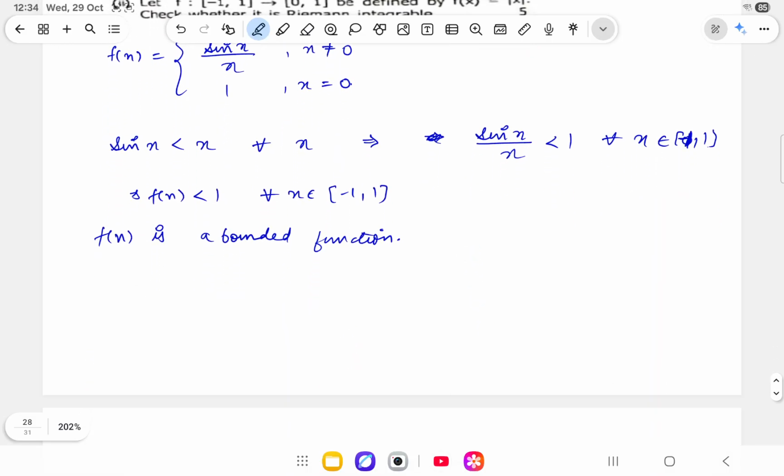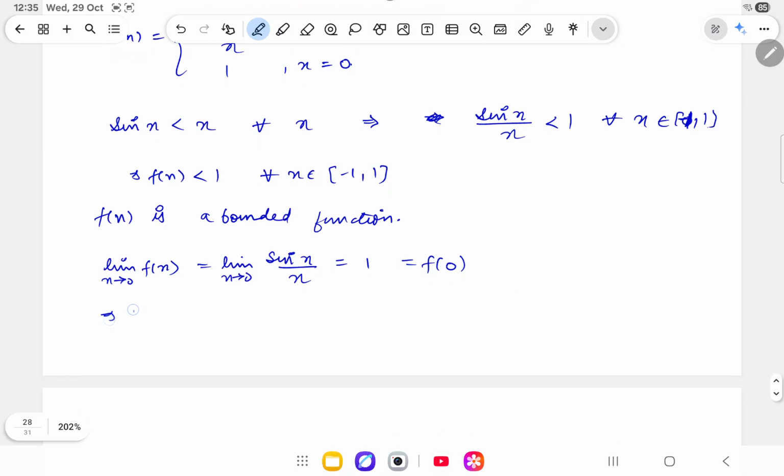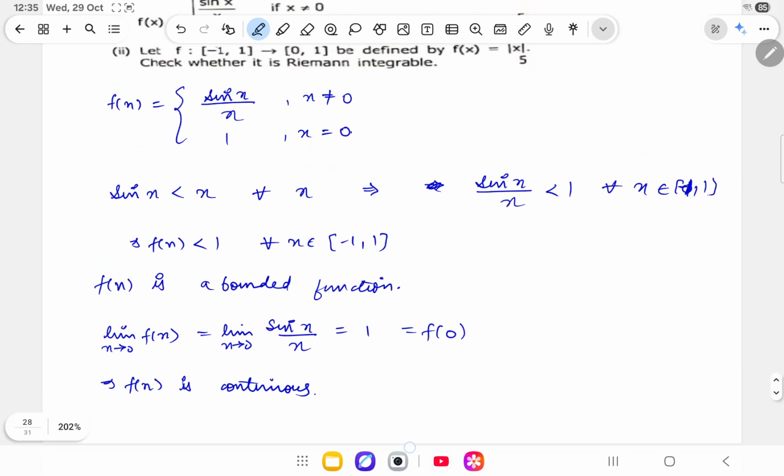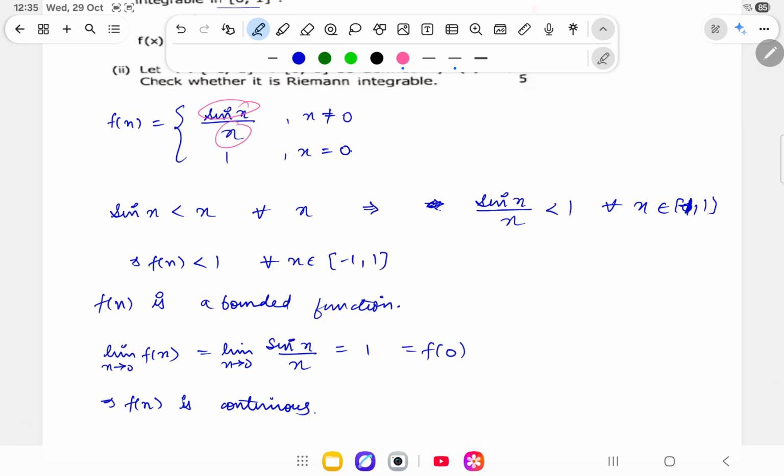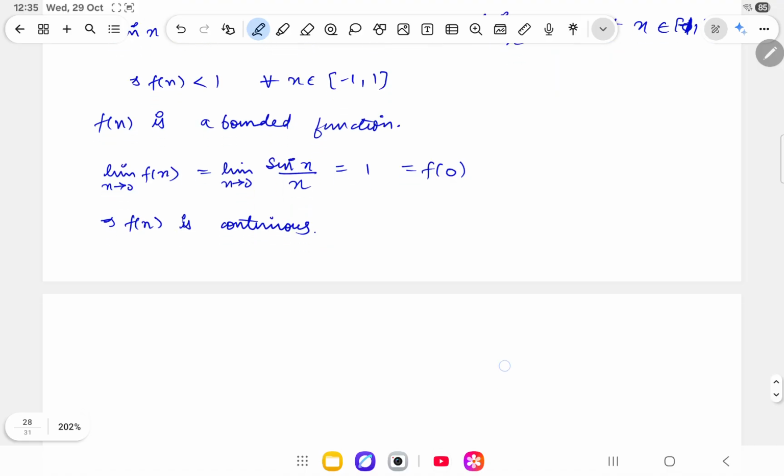Now let's see. We know that the limit as x approaches 0 of f(x) equals the limit as x approaches 0 of sin x by x, which is equal to 1, and it is the value of the function f(x) at 0. So from here we can say that our function f(x) is continuous. Another way to see that f(x) is continuous is, we know that sin x is continuous and 1 by x is also continuous for x not equal to 0, and the product of two continuous functions is continuous. So from there also you can conclude that f(x) is a continuous function.